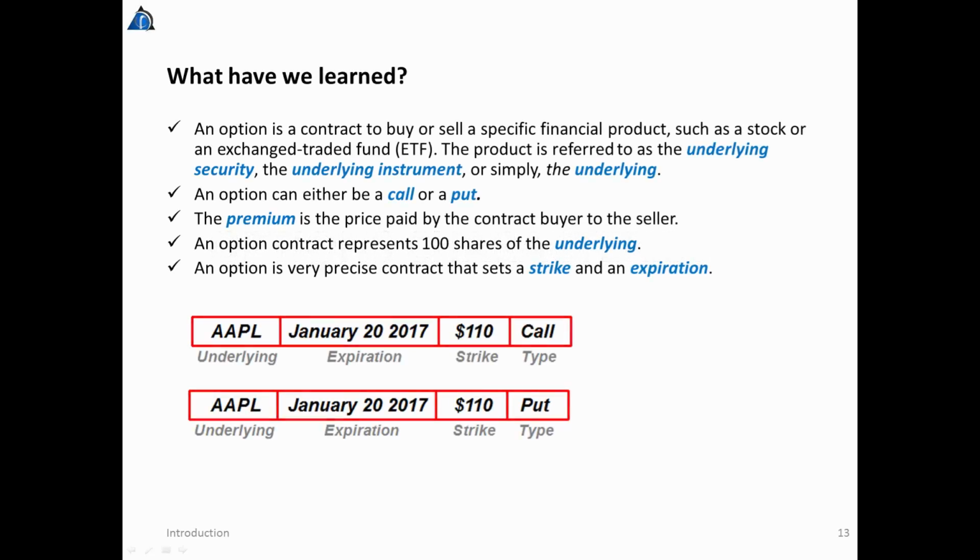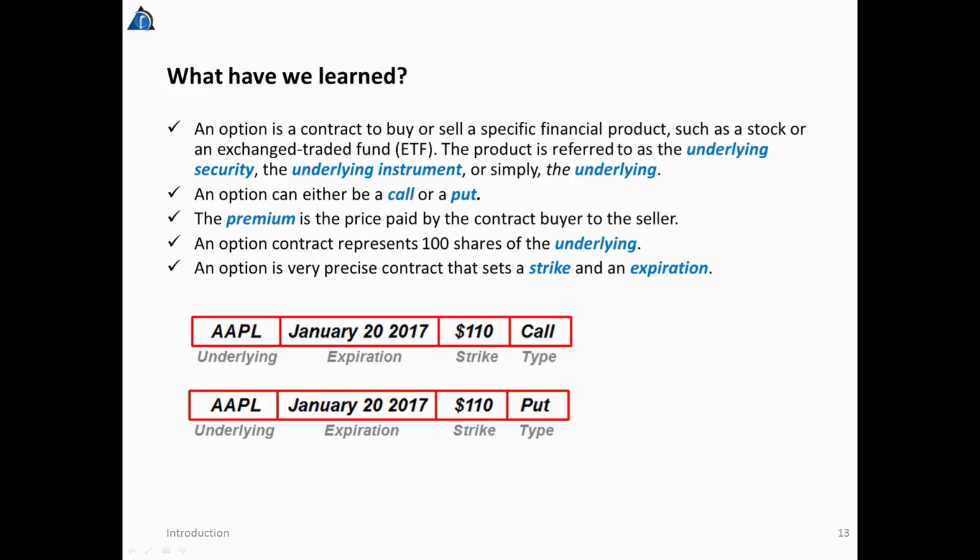Options characteristics. From the previous two examples, we already know the following. An option is a contract to buy or sell a specific product. In the case of the stock market, this product is a financial product, such as a stock or an exchange-traded fund. The product is referred to as the underlying security, the underlying instrument, or simply the underlying. An option can either be a call or a put.